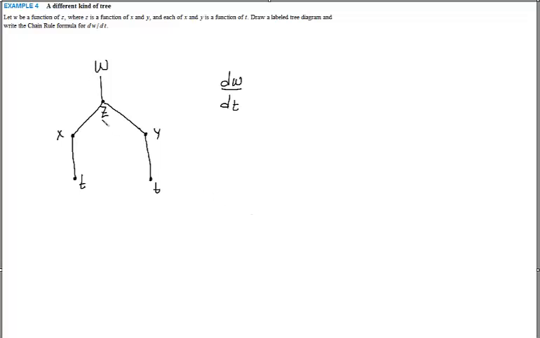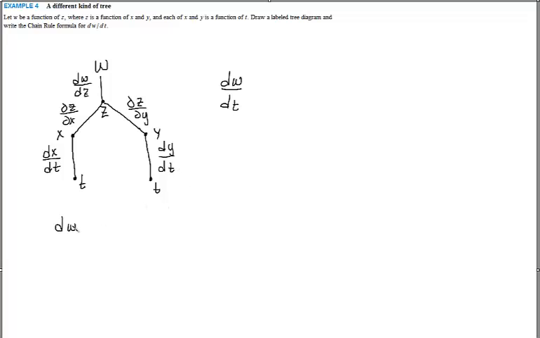Since w is a function of z, I can take the regular derivative of w with respect to z. Now z is a function of both x and y, so this will need to be a partial. It will be the partial of z with respect to x and the partial of z with respect to y. x is only a function of t here, so I can take the derivative of x with respect to t, and likewise over here. And now I'm just going to put all of that together.